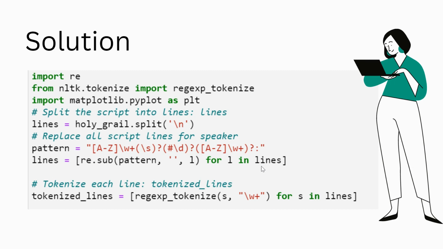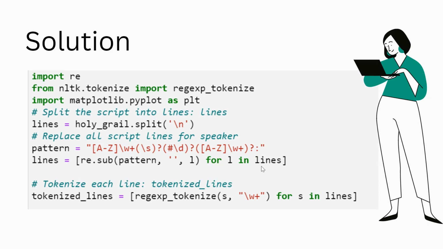For this, we have to import three libraries. The first one is re, then from nltk.tokenize we have to import the regexp_tokenize class. Then we have to import matplotlib.pyplot as plt. The first part of the question says we have to split the script into lines. So lines is a variable that I'm using here. Holy Grail is the script, and here I'm using the split method to split lines. That's why I'm using \n. \n is used for a new line. So wherever I find a new line, I'll split the lines, right?